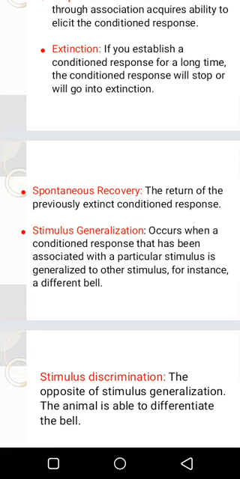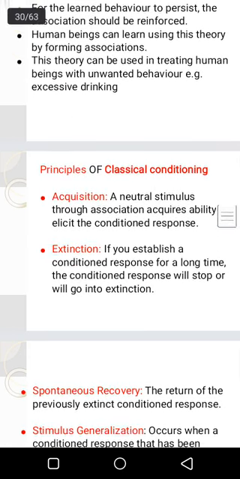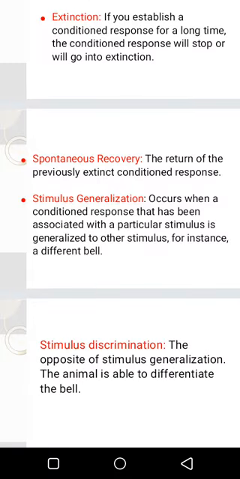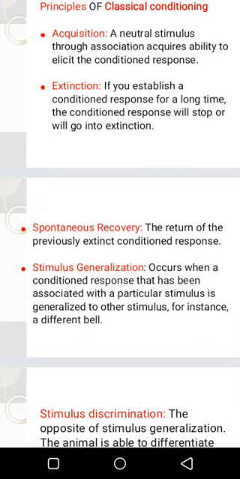Yes, we continue with the same. We ended on the principles of classical conditioning, and it was on spontaneous recovery. Spontaneous means sudden, so it can be said to be a sudden recovery, the return of the previously extinct conditioned response. We said extinction is our second principle.